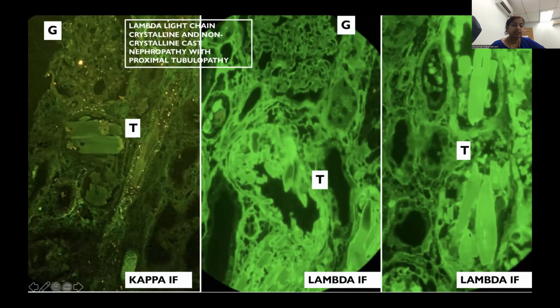So for this case, this is a lambda light chain crystal disease. The kappa was completely negative and your lambda is very strong. So this is significant staining.